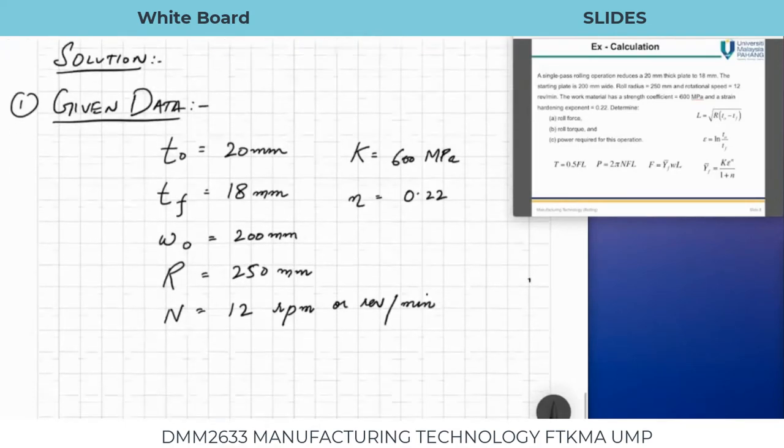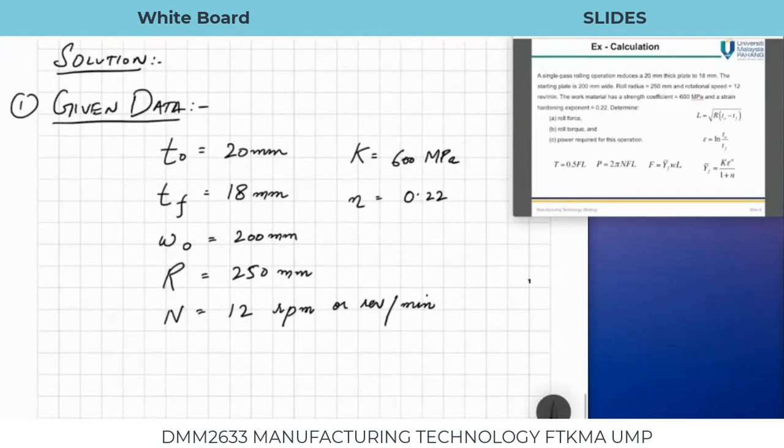What do we need to find? Number one is the roll force, so the force required is unknown. Number two is the roll torque, so torque is also unknown. And number three, the power required, is unknown. So this is the given data. That is 3 out of 3 marks already if you write this.